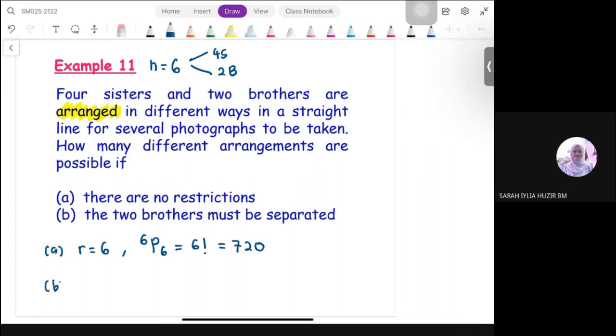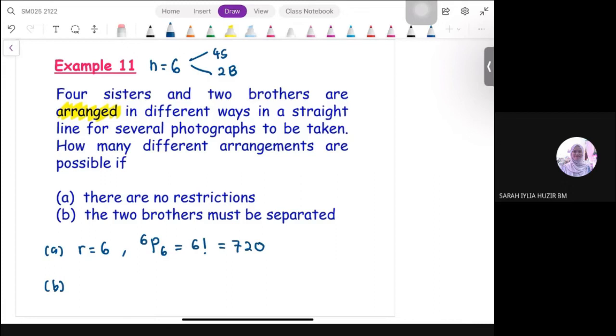Kita pergi yang situasi kedua. Okay. The 2 brothers must be separated. 2 orang brother ni dia asyik gaduh. So kita mesti dudukkan dia asing-asing. Okay. For the separated case, first step number 1 always begin with the non-condition situation. Maksudnya yang ada syarat siapa? Brother yang ada syarat. Girls tak ada syarat kan? Sister tadi. So kita start arrange the sisters first.